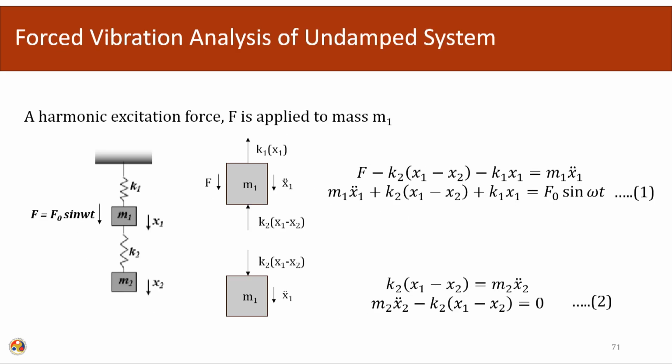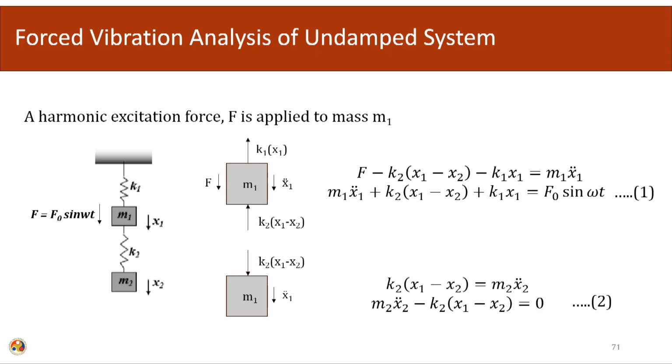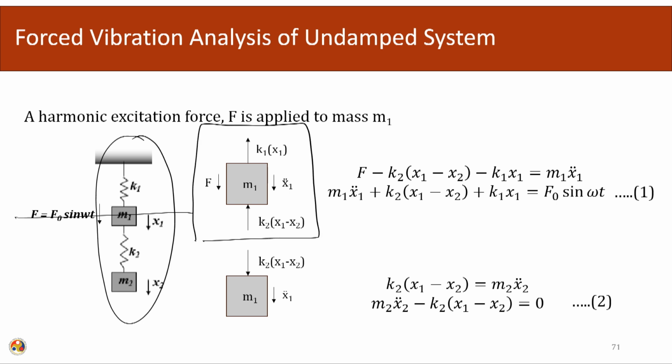Now, we extend our analysis to a system with forced vibration but no damping. We take the system that we analyzed earlier and put in a forcing function. Earlier there was no forcing function; the system was vibrating due to the initial condition. Now we have a forcing function. This is the free body diagram of the system, where we take pseudo inertial forces as per D'Alembert's principle.